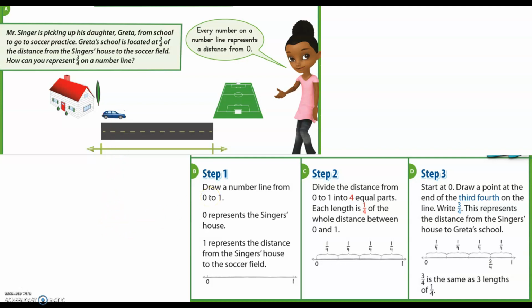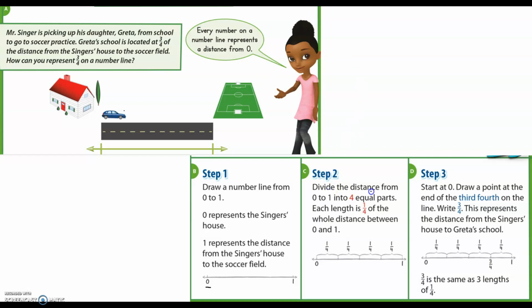So step 1, we're going to start by drawing the number line from 0 to 1. 0 will represent their house. So right here is their house. And you can see up here, their house is at the end. One represents the distance from the Singer's house to the soccer field. So one whole drive takes you from the house to the soccer field.